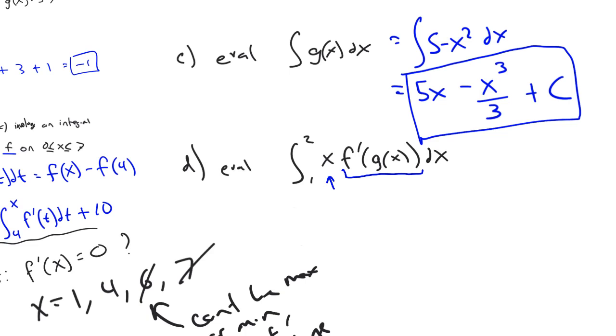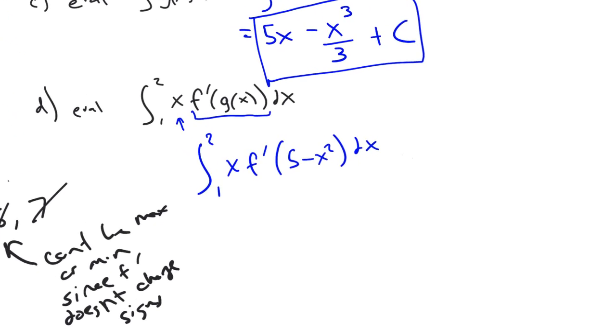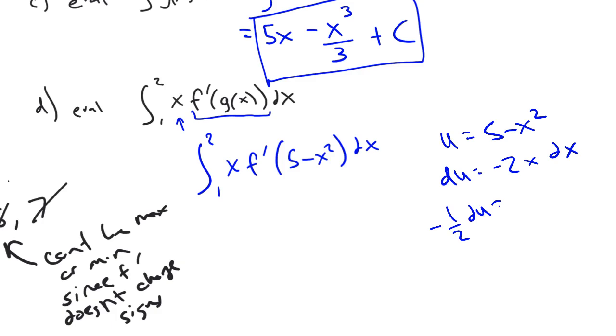I first might sub in, so I might call this the integral from 1 to 2 of x f prime of 5 minus x squared, because I know that's what g of x is, dx. And so then I'm thinking, oh, okay, here's my u substitution. I'm going to let u equal 5 minus x squared, so du would be negative 2x dx. And I want x dx, so I'll go negative 1/2 du equals x dx.